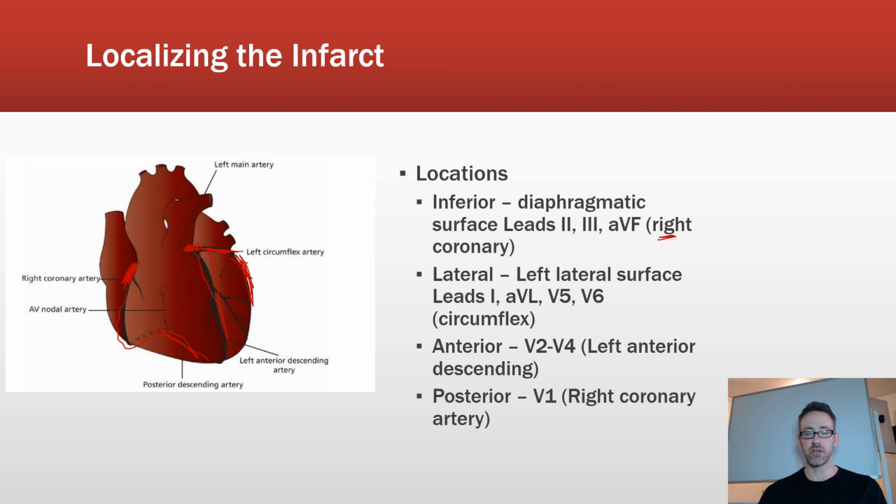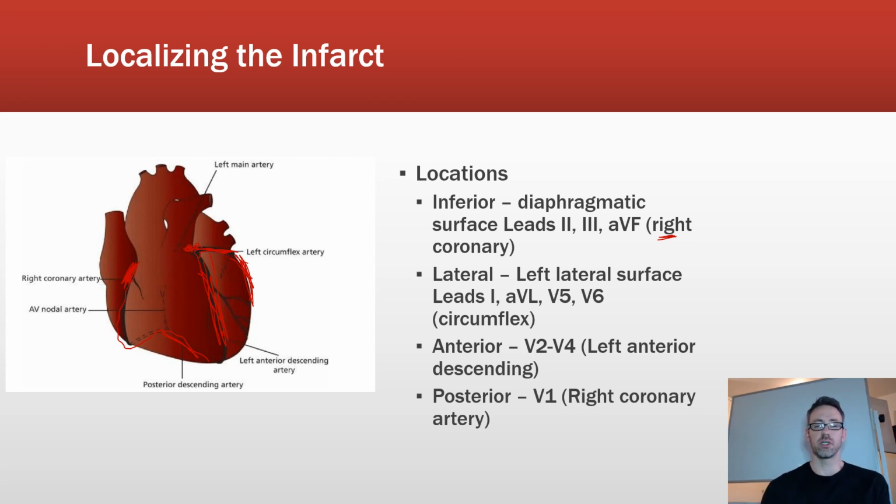And then the anterior leads, V2, 3, and 4, correlate well with the left anterior descending, which is this portion right here. That's the left anterior descending, on the anterior aspect of the ventricle, supplying 2/3 of the interventricular septum, the left ventricle, and parts of the right ventricle. So that would tell you that there might be an anterior infarct.